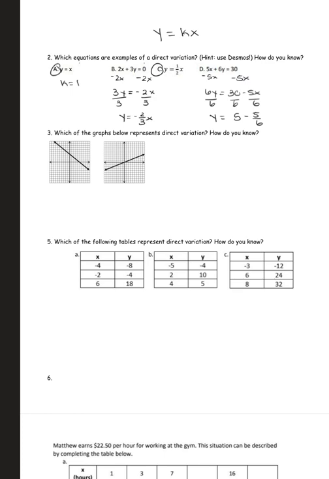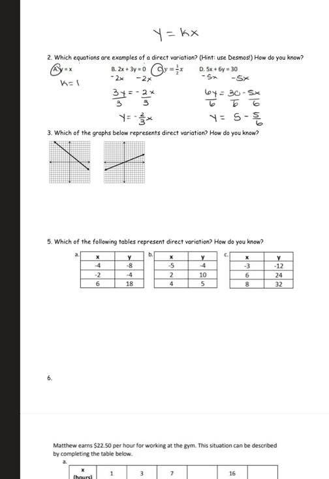So we can look here and see that A is a direct variation. Our k is 1. So when we graph this, we start at the origin, because remember, the graph of a direct variation always goes through the origin because its y-intercept is 0. And the same for C. When we graph, we can see that our y-intercept is 0.